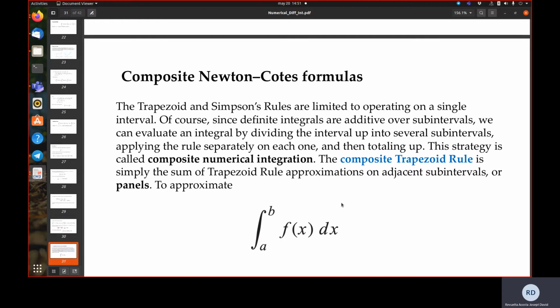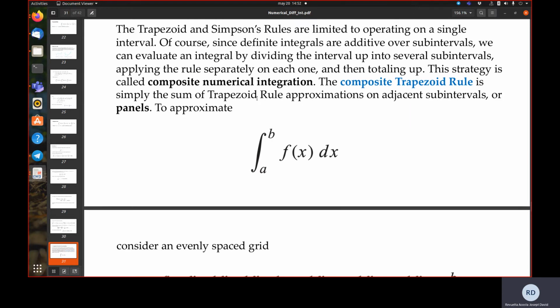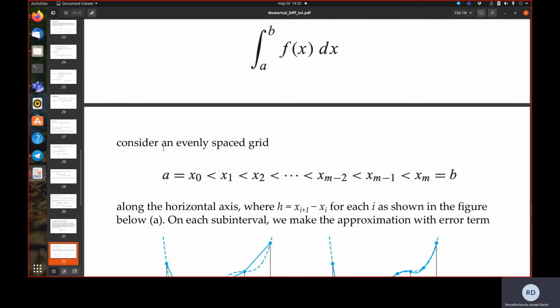So the composite trapezoid rule, to start, is simply the summation of several trapezoid rule approximations. And of course, we're going to have adjacent subintervals or panels. So in a general way, we can approximate the integration of the function f(x) in the interval a and b, considering a space grid.